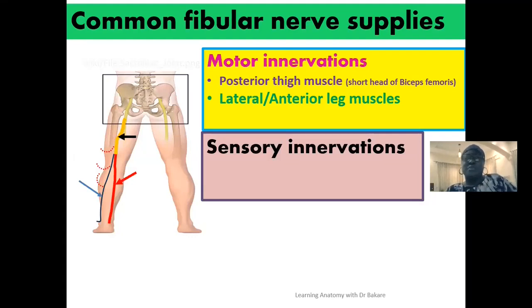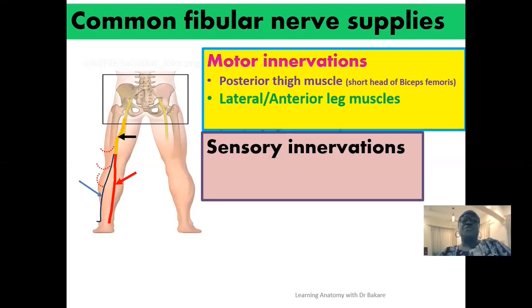So it's good for us to be able to highlight this. It's also seen to provide motor innervations for some intrinsic muscles of the foot. And this is what is seen to be highlighted also here in dotted red. So you see that the motor innervations are given to muscles in the different regions of the lower limb.